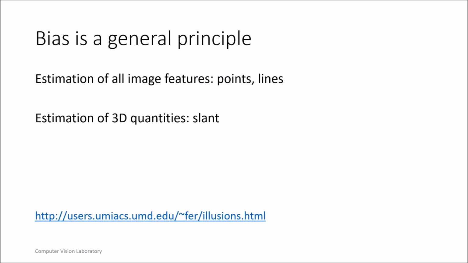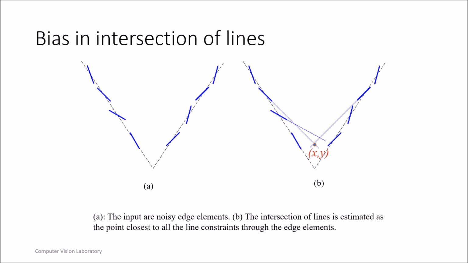The bias is a general principle. It does not only apply to image motion, but also to the computation of other image features, points, lines, and also to the estimation of 3D quantities, like for example the estimation of slant in 3D displays. The website below explains this and also has references to papers. For example, it applies to the intersection of lines. We assume that our local edge detectors that are found in the early motion pathway provide noisy estimates.